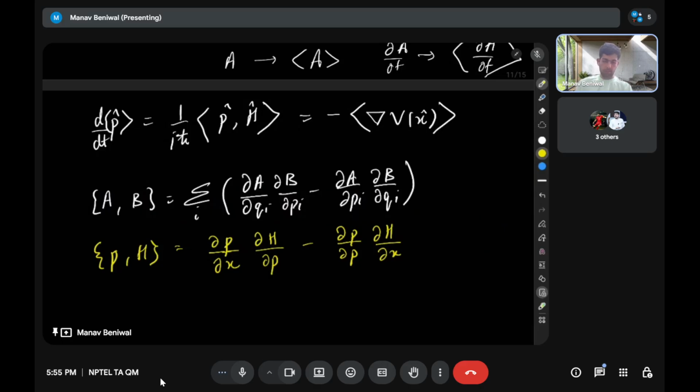Now, of course, p does not have any direct dependence on x, so this term goes to 0. And this will be 1. So this is just minus del H by del x.